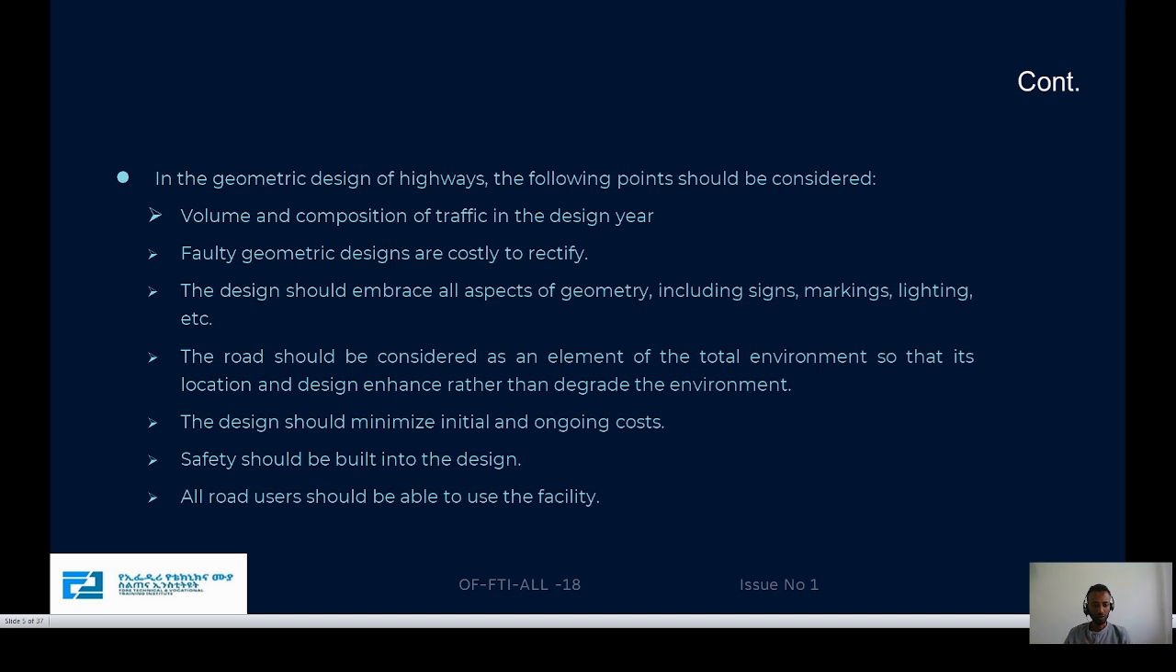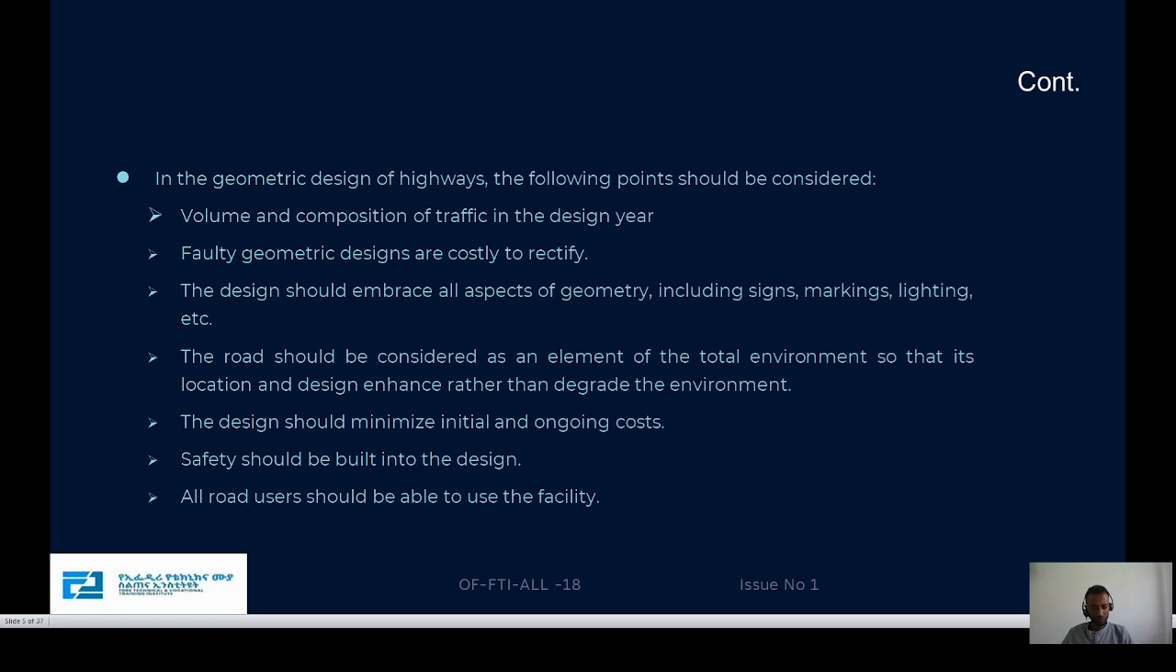Also, faulty geometric design is costly to rectify, and also costly for construction, maintenance, and operations. So the geometric design is very important. The design should embrace all aspects of the geometry, including the controlling points and traffic controls, for example signs, signals, or road markings, which will also be embraced in the design.